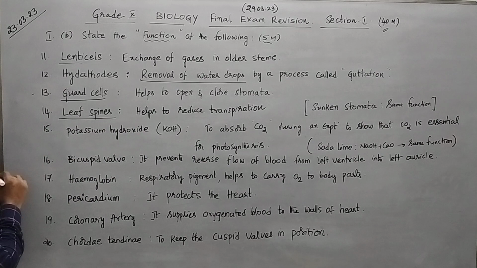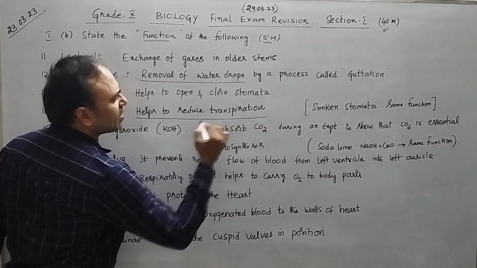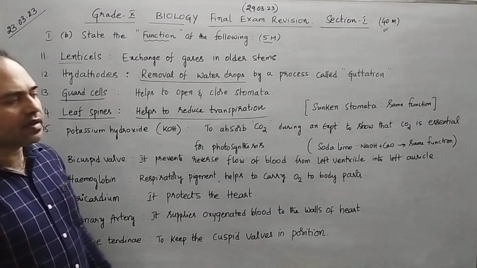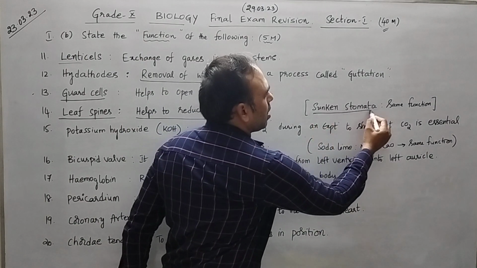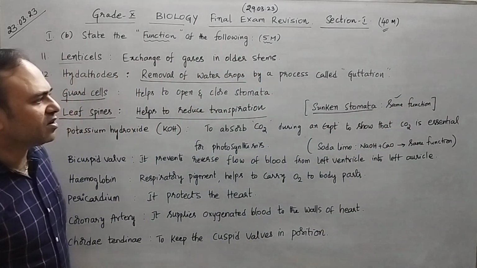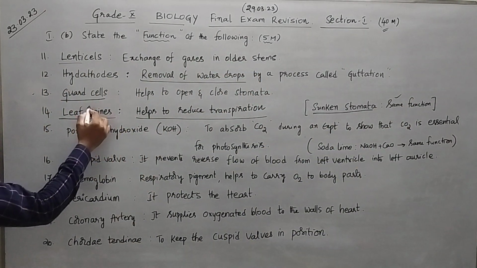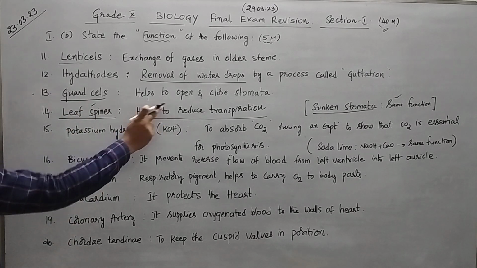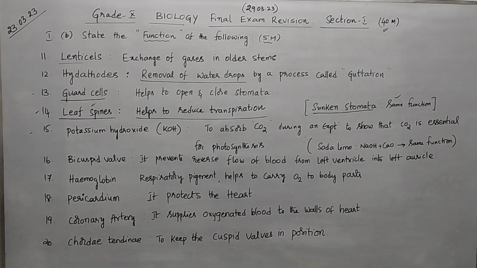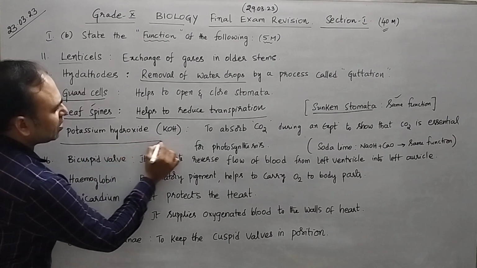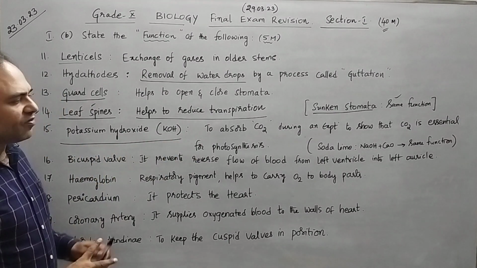Leaf spines. They help to reduce the transpiration. One more thing is, if they give sunken stomata, they also have the same function. So both sunken stomata as well as leaf spines help to reduce transpiration. Next, 15th one, KOH, that is potassium hydroxide. What is the function of this?